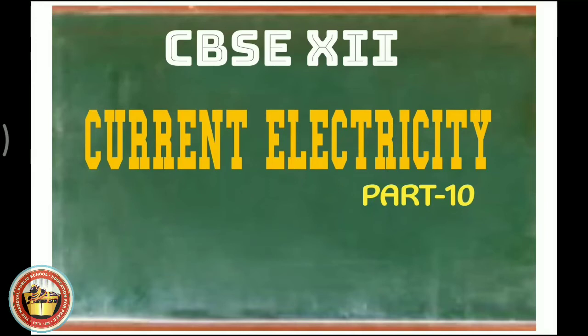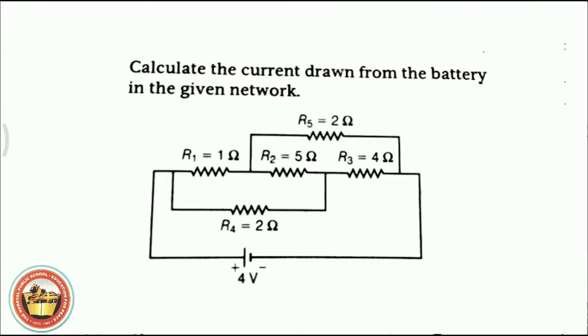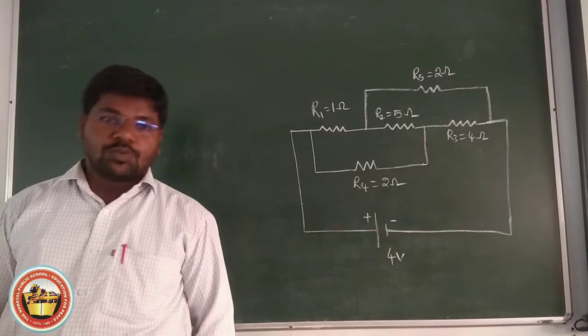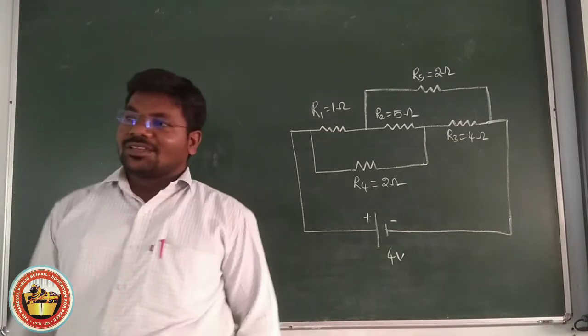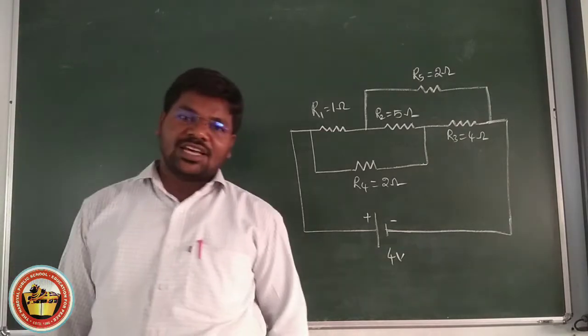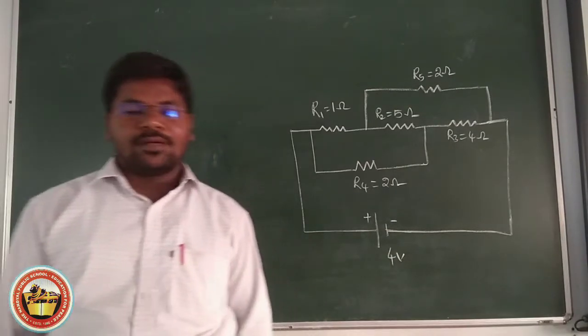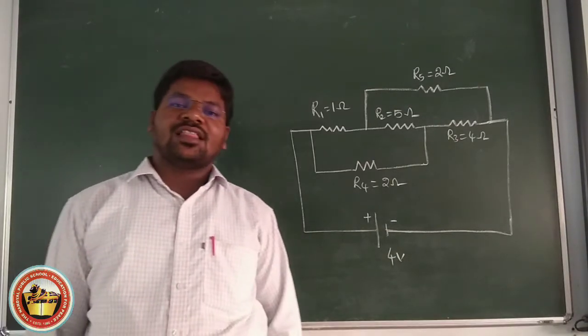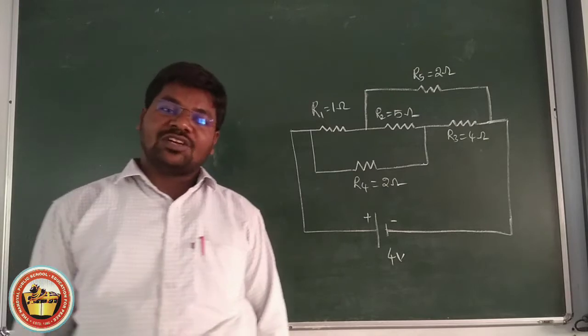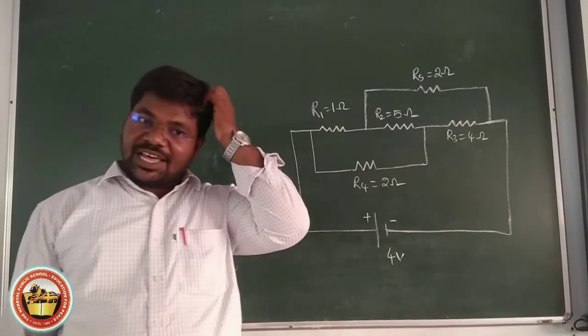Today I will discuss current electricity. Calculate the current drawn from the battery in the given network. Here they have given one circuit diagram, and it is difficult to solve that problem as it is. So we can draw the equivalent circuit diagram for the given diagram.